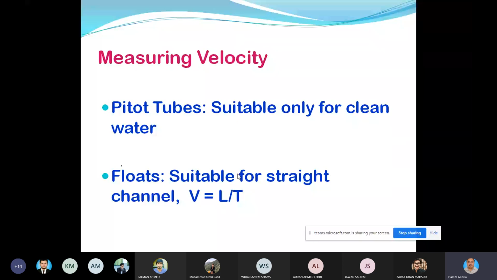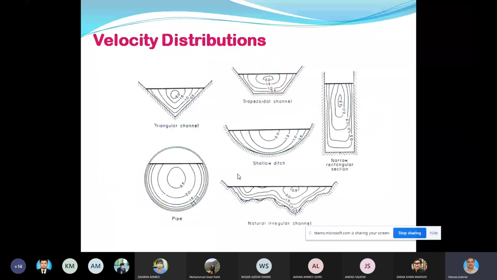और फ्लोट्स जो है वो सरफेस फ्लोट्स भी हैं, सब सरफेस फ्लोट्स भी हैं. बिकॉज अगर विंड, if there is wind blowing, then the velocity will not be accurately recorded by floats, क्योंकि wind उनको और aid करेगा movement में, तो actual वो true velocity नहीं होगी. So that's why floats you cannot use all the time, और especially straight channel में use किया जा सकता है.